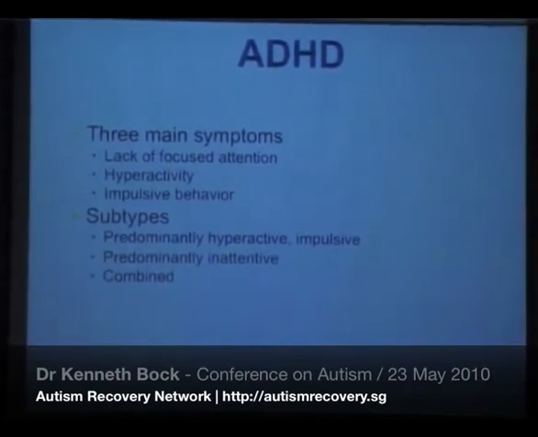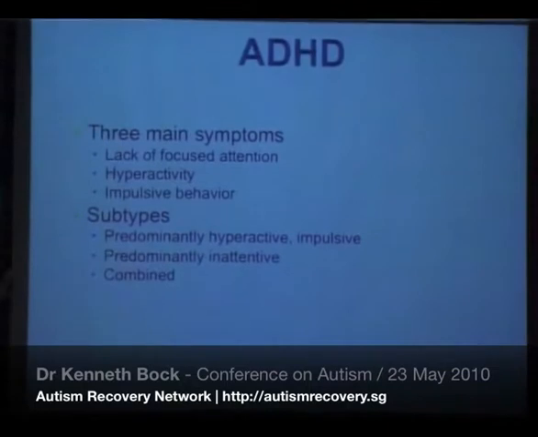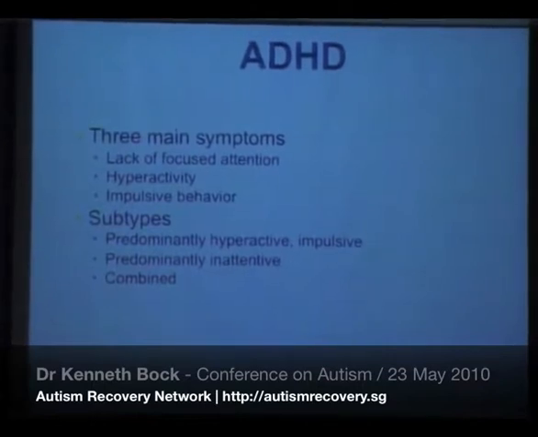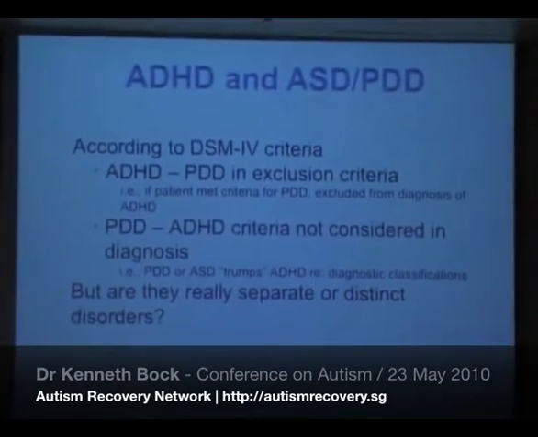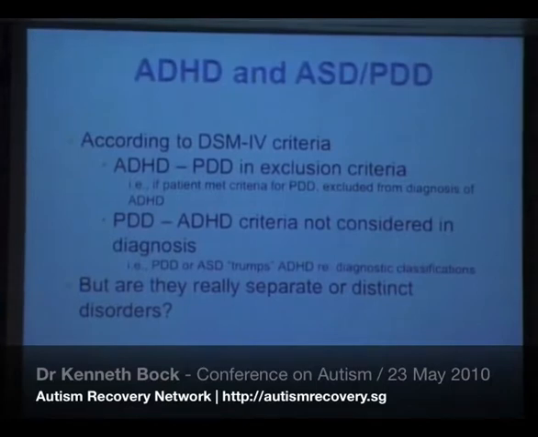And the subtypes are primarily hyperactive or impulsive, predominantly inattentive, or combined hyperactive, impulsive, and inattentive subtype. It varies, because the medications may be different depending on the subtypes. Now this is important because there's a lot of overlap between ADHD and PDD, but if a child meets the criteria for pervasive developmental disorder, which is supposedly, quote, more severe than ADHD, they don't get the diagnosis. They're excluded from getting the diagnosis of ADHD.